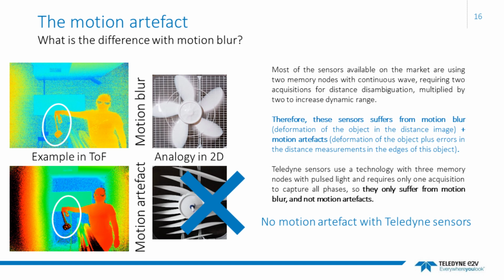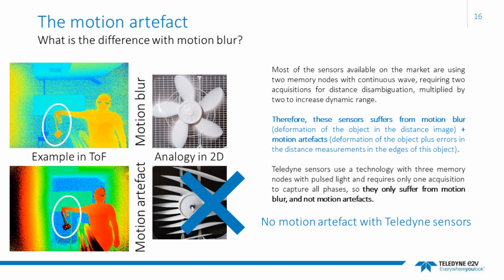Since an image is often better than words, let's see the differences between the motion blur and the motion artifact we were talking about previously, with an analogy in 2D. The motion blur is caused by the movement of the object during the acquisition. It leads to a distortion of this object, as it is possible to see on the first picture, where the person is playing with a badge, which appears a bit blurred.